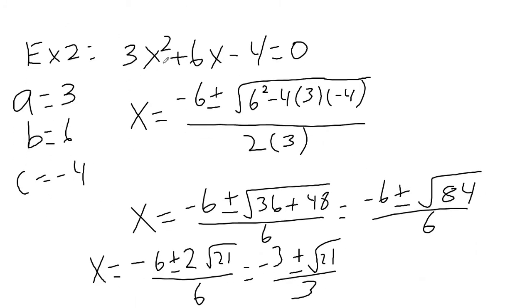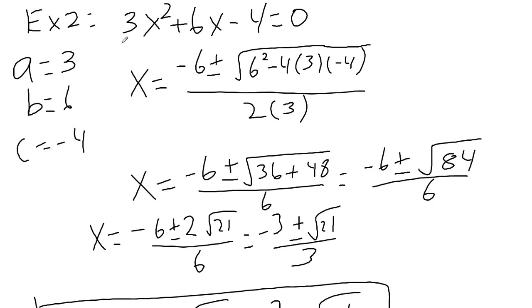3x squared plus 6x minus 4 equals 0. So again, first step, just find your a, b, and c. So your a is the coefficient before x squared, so a is 3. b is the coefficient before x, so b is 6. And c is a number by itself, so c is negative 4. And again, all you have to do is just plug it into the quadratic equation, so you get x equals negative b, negative 6, plus or minus the square root of b squared, 6 squared, minus 4ac, 4 times 3 times negative 4, all over 2a, 2 times 3.